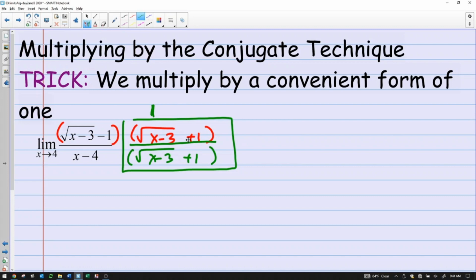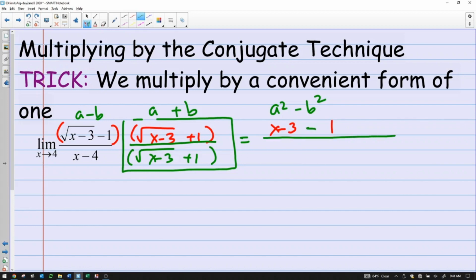So I'm just going to multiply this by 1, and I should get something that's equivalent because that's a property, right? So what I'm going to do is multiply fractions. It's no problem. Top times top, bottom times bottom. So we're going to multiply top times top. This is going to be the square root. Oops, let me do this. This is a minus b. This is a plus b. Do you agree with that? So the answer is going to be a squared minus b squared. Do you agree with that? Okay. So if I take this and square it, what do I get? X minus 3. If I take the 1 and square it, what do I get? 1. And what sign always do I snap in the middle? Minus.